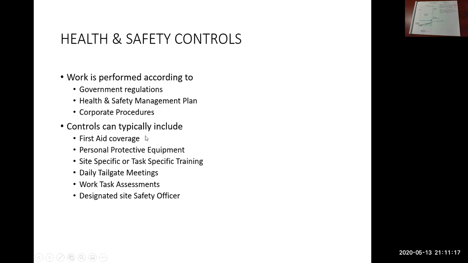So controls can typically include things like first aid coverage. So depending on how far away you are from the nearest hospital, how many workers are on site, and how dangerous your work is, all things that WCB has tables on that you can go into and calculate. WCB will tell you in those tables what kind of first aid coverage you need, whether it's one first aid attendant with a level 1 first aid ticket, or do you need a level 2 ticket or a level 3 ticket, etc.